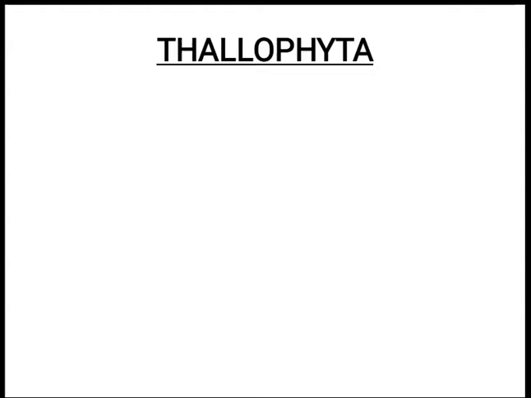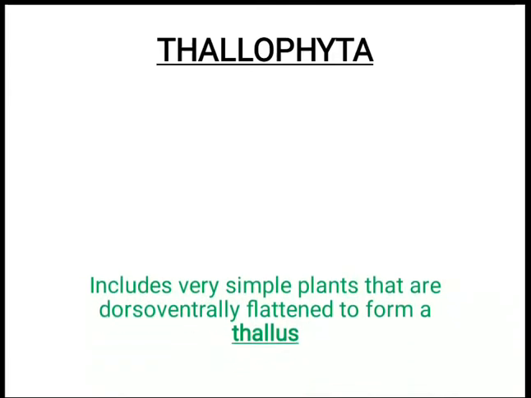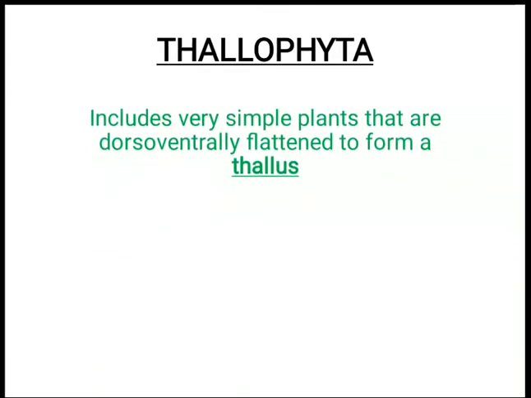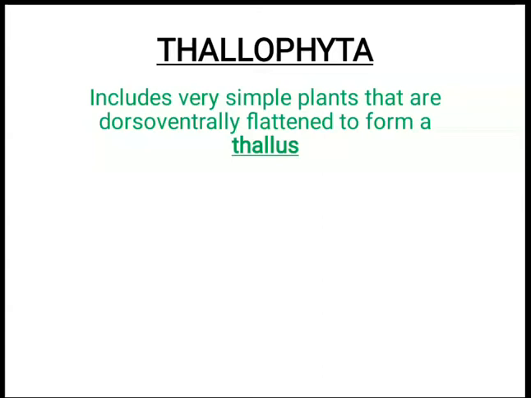Let us see the characteristics of the first phyta, that is thallophyta. As told to you before, it includes very simple plants that are dorsoventrally flattened to form a thallus. So the word thallophyta means a plant whose body is flat, stuck to the ground or freely floating in water, but you cannot differentiate them into leaves, stem or roots. They are just flat like a thali or a thallus.